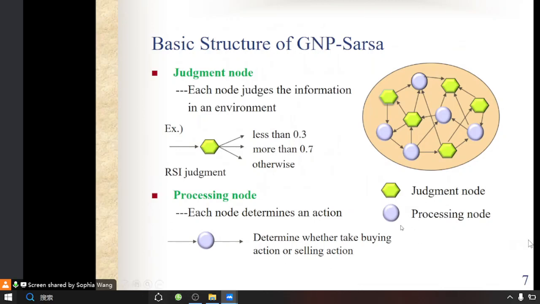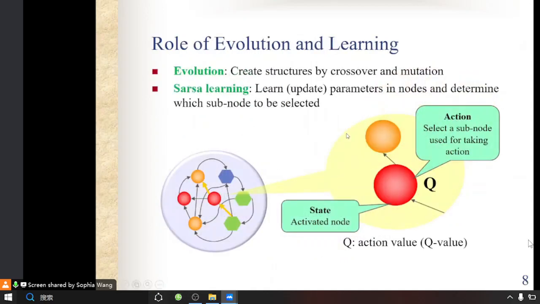And the processing node is used for the buying and selling actions. If we move to the buying processing node, it will buy or take no action. If we move to the selling processing node, it will sell or take no action. So it will determine whether to take a buying action or a selling action. This is the role of the processing node.